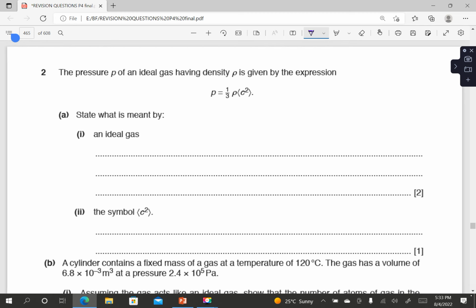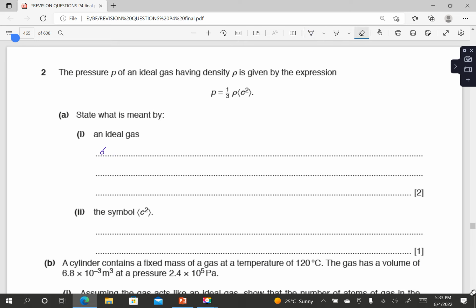So next, an ideal gas. The pressure P of an ideal gas having density rho is given by that expression. State what is meant by an ideal gas. We have already said this is a gas which obeys the equation PV is equal to nRT at all temperatures and pressures, where n, R are constants. So this we shall simply say obeys.